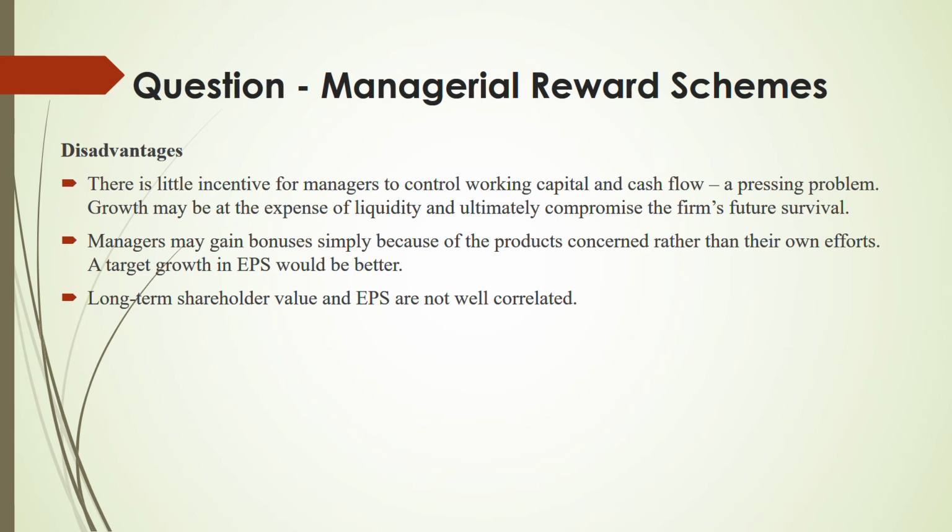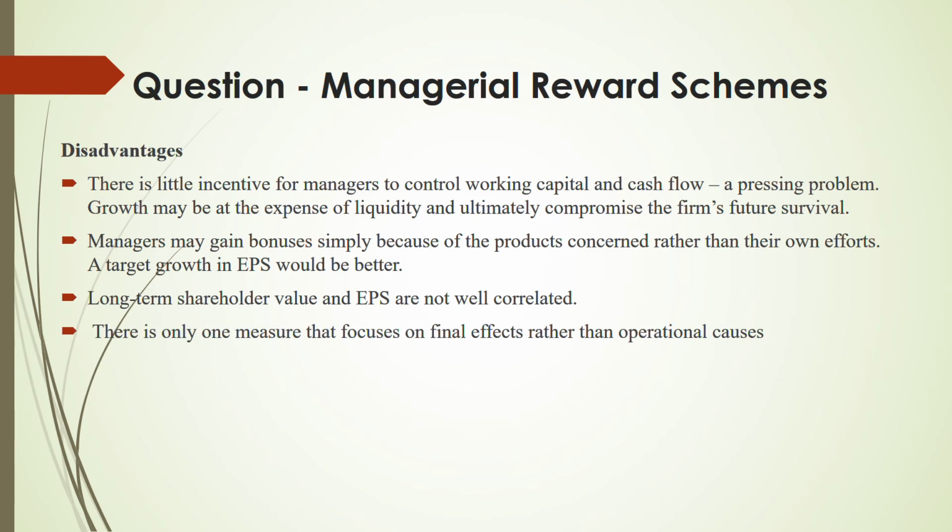And if you see, advantages were 2, I'm sorry, disadvantages are 4. So your disadvantages are more. It clearly shows that this reward scheme is not a good scheme. So there is only one measure that focuses on final effort rather than operational costs: earnings per share. This does not care how operationally you are performing, functioning. That's why even if you have a cash flow problem, the company is being shown in a good light. Why? Because they only care about earnings per share, only one figure.